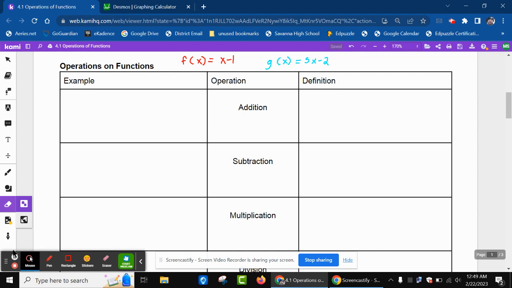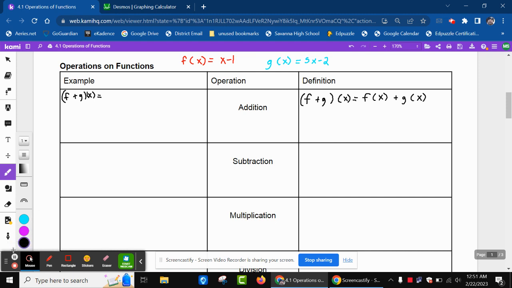All right, guys, so if we're going to be adding two different functions, what we're going to be doing is we're going to literally be saying, hey, we're going to add this function with this function. So the definition will look like the following. So here's our definition. We're going to be adding function f and g. So that's literally, we're going to have function f, and we're going to add it to function g.